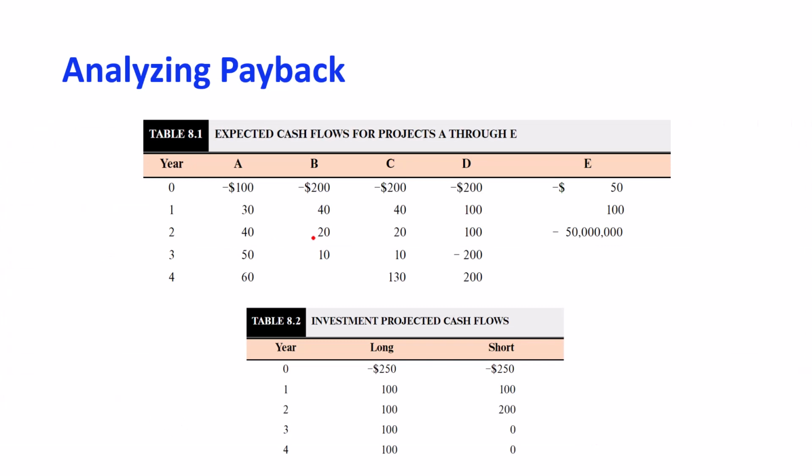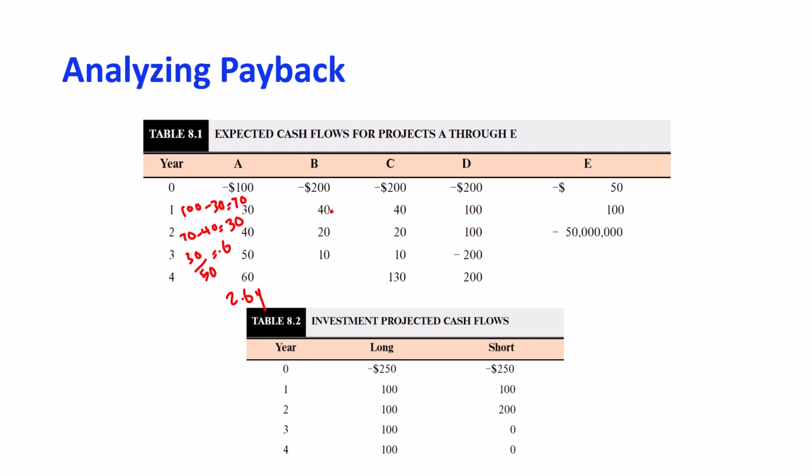So now that we know how to calculate the payback period, let's look at some of the advantages and disadvantages of this method. Here we have some examples of different projects, and we're going to calculate their payback period. So project A pays back in 100 minus 30, 70, 70 minus 40 is 30. And we don't need all of this, so 30 over 50 is 0.6. So the project's payback period is 2.6 years here.